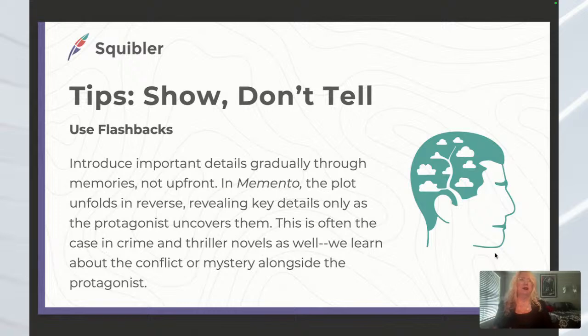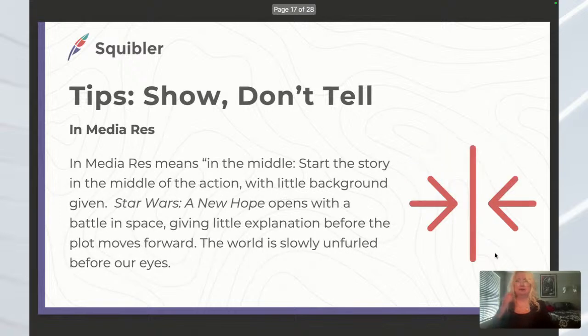One is to use flashbacks. You can introduce important details gradually through memories and not up front. And this is done to a really interesting degree in the film Memento, where the plot is going to unfold in reverse, revealing key details only as the protagonist himself uncovers them. So we're along for that journey with him. As he's discovering things in this movie, we're discovering them as well. This is often the case in crime and thriller movies. We learn about the conflict and mystery alongside the protagonist. So we're there for the ride with the protagonist.